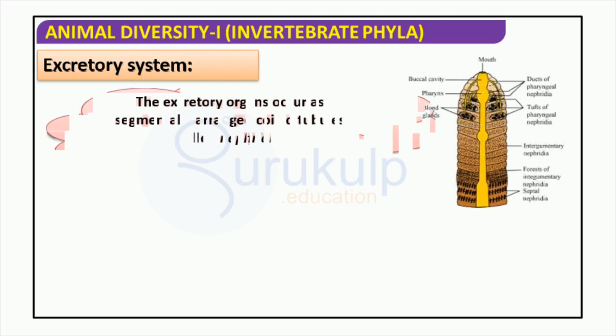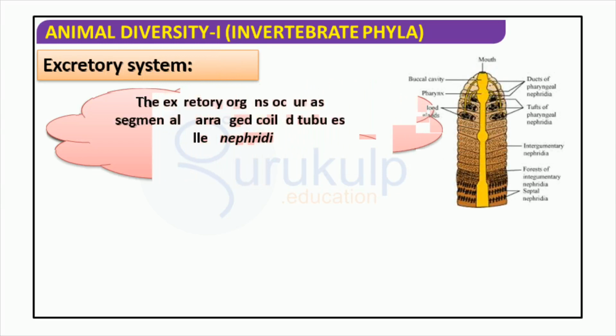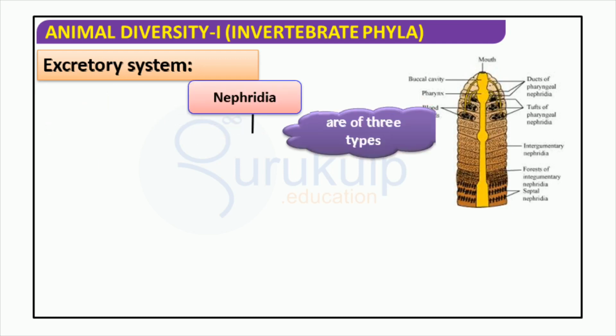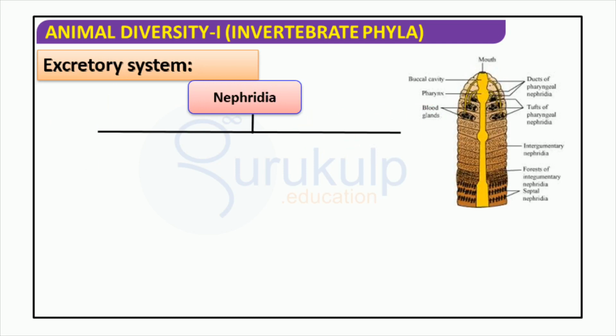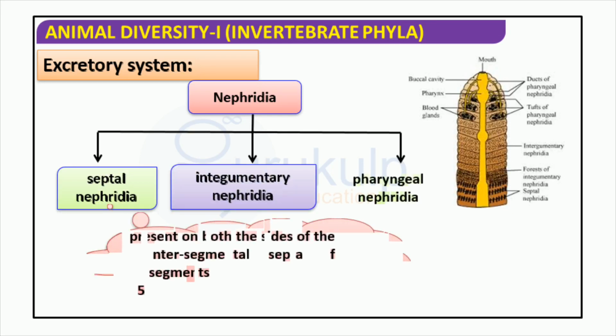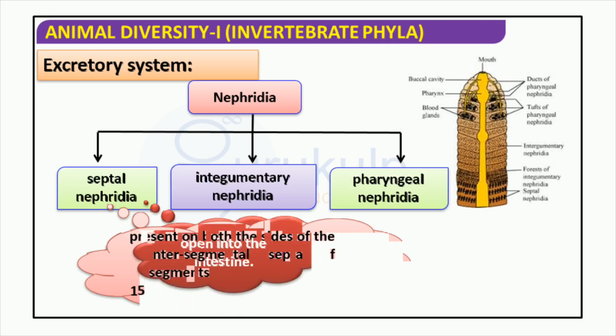This slide focuses on types of nephridia in invertebrates. Nephridia appear in the form of tubules that are arranged segmentally. These nephridia can be classified into 3 categories: septal nephridia, integumentary nephridia and pharyngeal nephridia. The nephridiopores, which are present on the body surface, aid in the removal of wastes to the outside. Also, it opens into the buccal cavity and intestine, known as the pharynx. Therefore, invertebrates have a specialized excretory system comprising these nephridia.